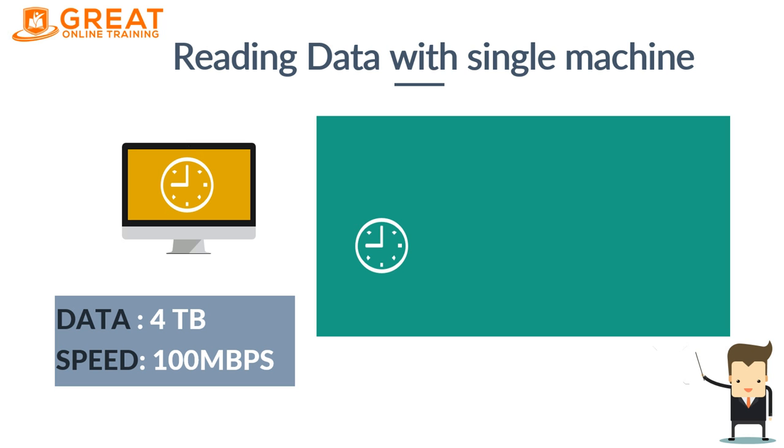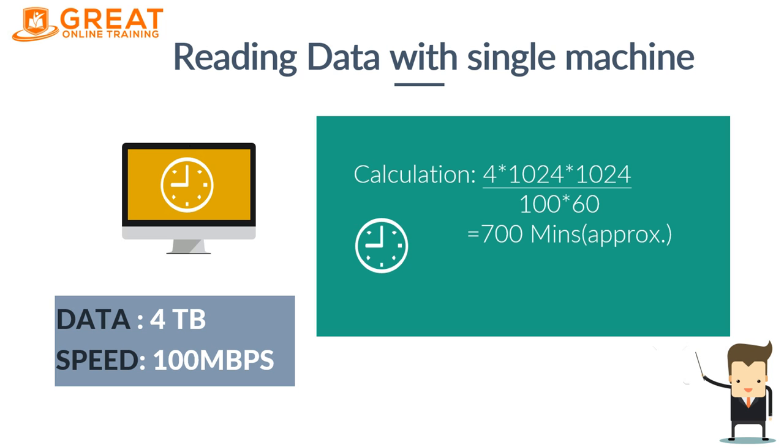The calculation here is very simple. 4 terabytes divided by 100 megabytes per second will give you the time. Here you convert terabytes into megabytes because the speed is in megabytes per second. So 4 terabytes into 1024 gigabytes into 1024 to convert into megabytes. So 4 into 1024 into 1024 divided by 100 megabytes per second. I want the result in minutes, so I am also dividing by 60, that is 100 into 60. So approximately I am getting 700 minutes. So to process 4 terabytes of data with a single machine having a speed of 100 megabytes per second, it requires 700 minutes. If you process with a single machine, this is the time you have.